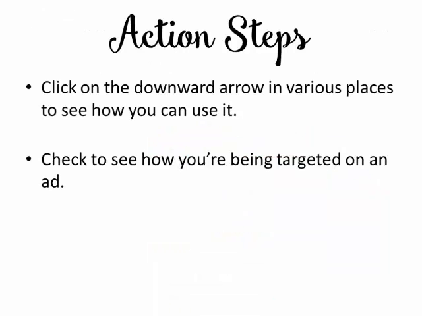So I have a couple action steps. They're very simple. Just when you're on Facebook, click on the downward arrow in various places in the newsfeed, on ads, and in Facebook groups, and see how you can use it. Also, check to see how you're being targeted on ads and see if that advertiser is doing a good job of their targeting.